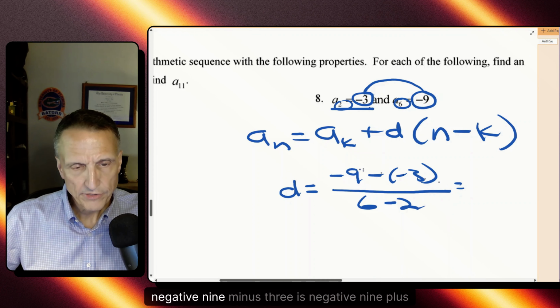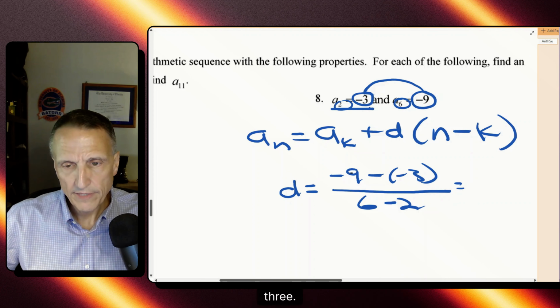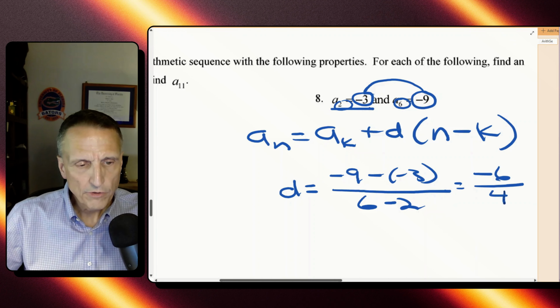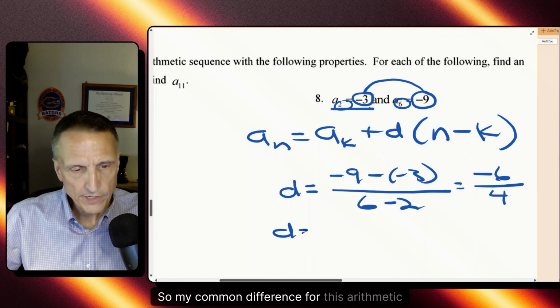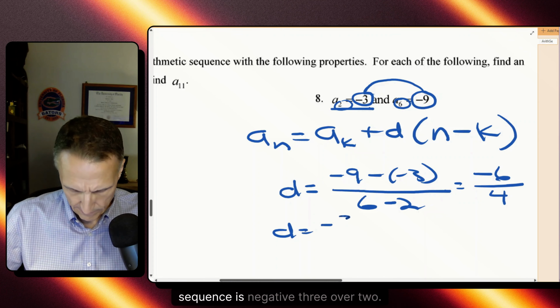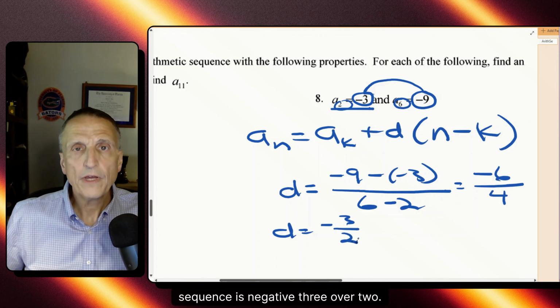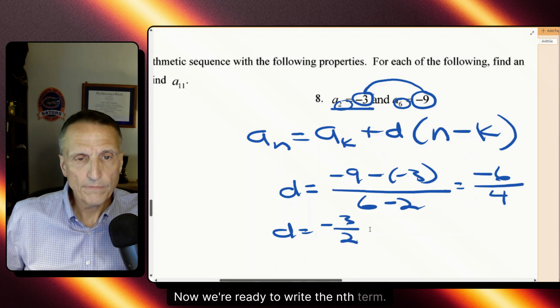Well, negative 9 minus negative 3 is negative 9 plus 3. That's a negative 6. 6 minus 2 is 4. So my common difference for this arithmetic sequence is negative 3 over 2. Now we're ready to write the nth term.